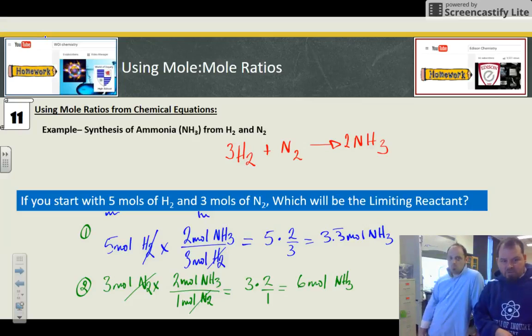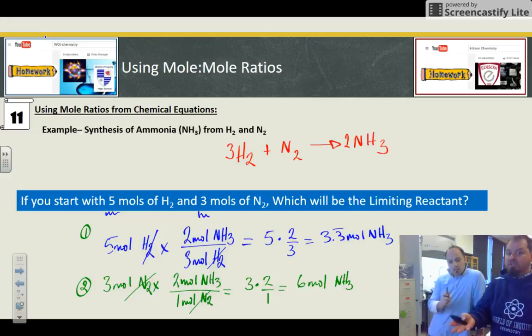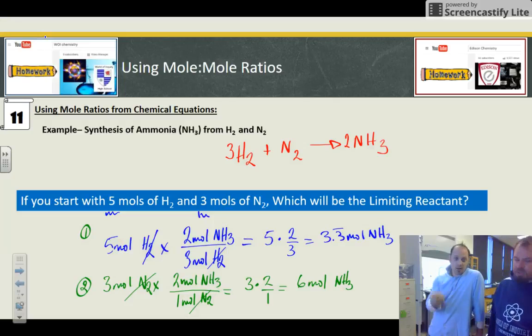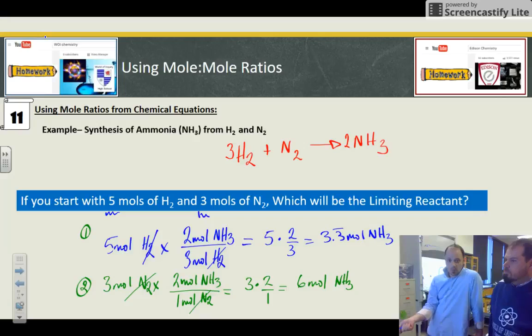And if I have 3 moles of N2, I can make 6 moles of NH3. But which one's less? Which one would I run out of first? I would run out of the hydrogen first. So even if there were 3 moles of N2 available, you can't make 6 moles of NH3, because I don't have enough hydrogen to make 6 moles.